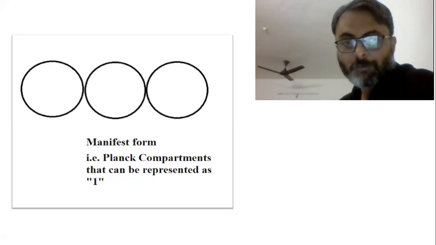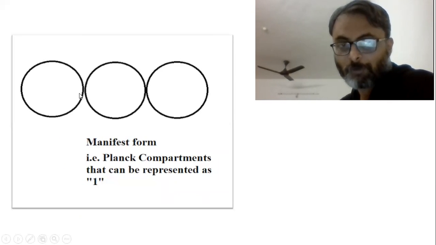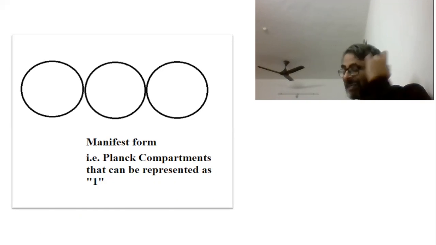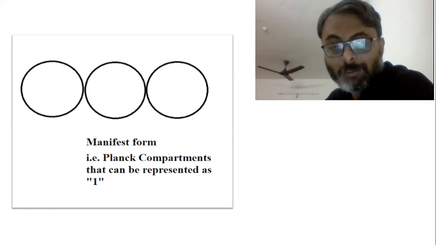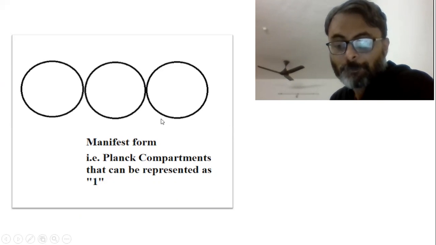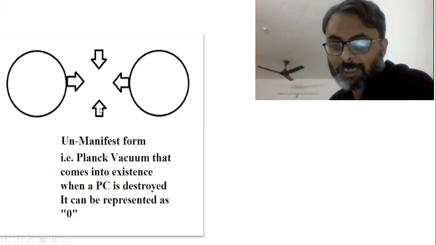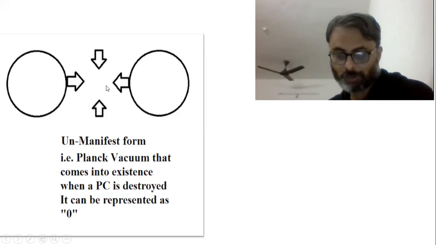So if there are two PCs and there is a small point in between them where one PC gets created, it cannot overlap with these two PCs, so it will push them apart. So basically any pull force is because of a loss or destruction of a PC. If this PC is destroyed, this PC is pulled towards it, and this PC is also pulled towards it, so both are pulled towards each other.